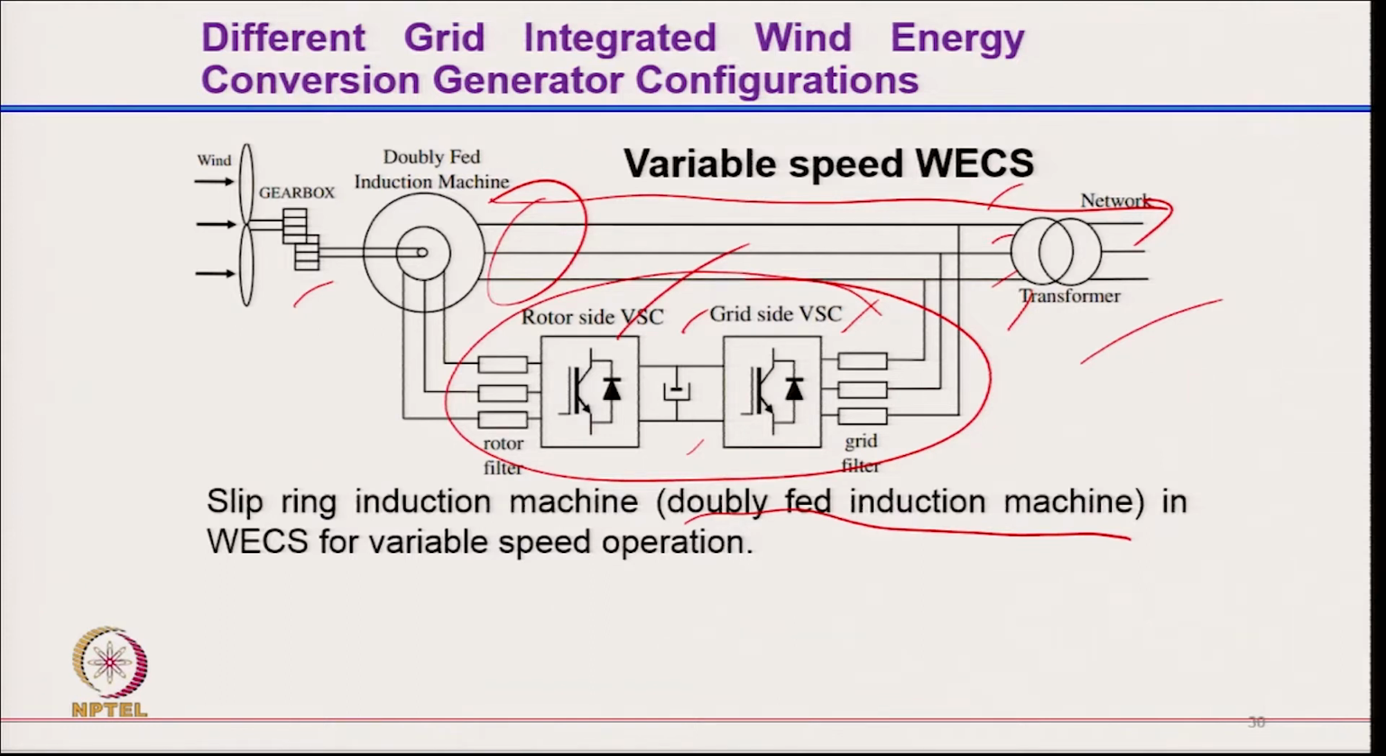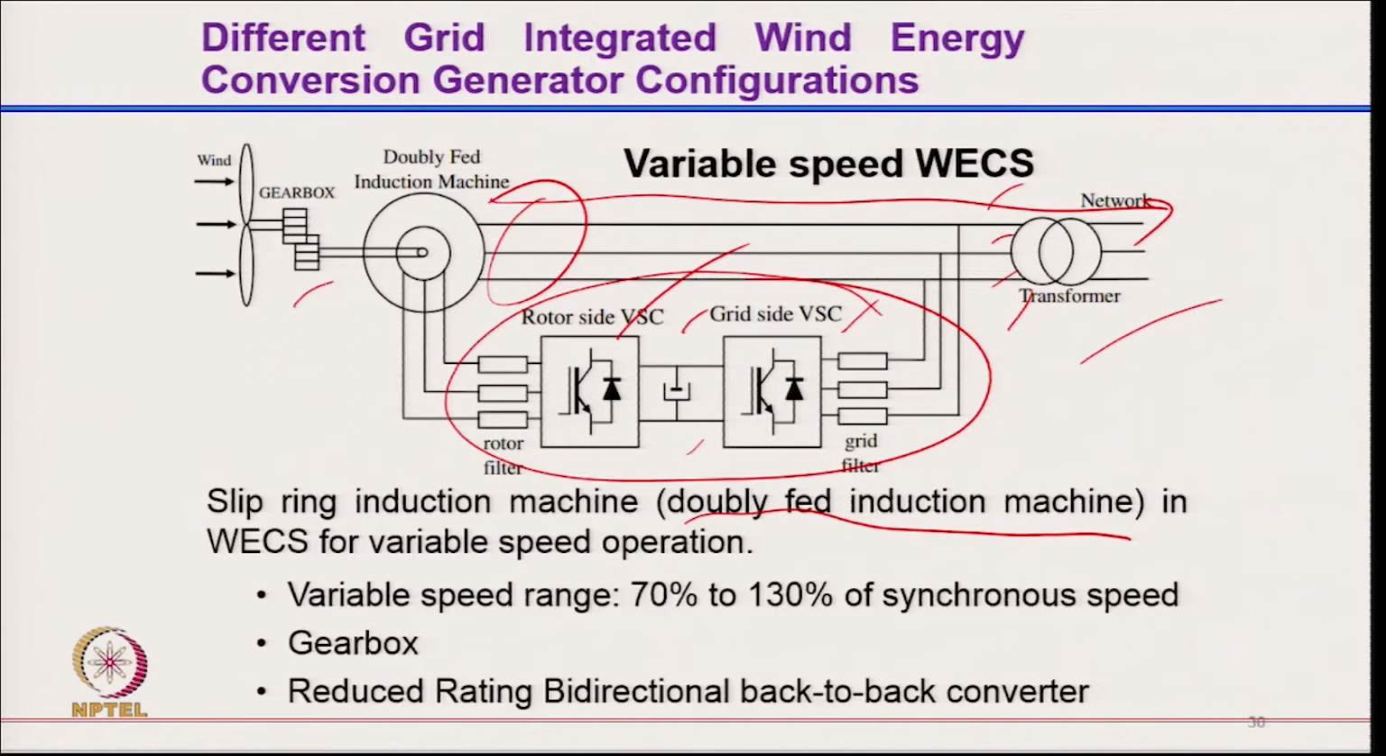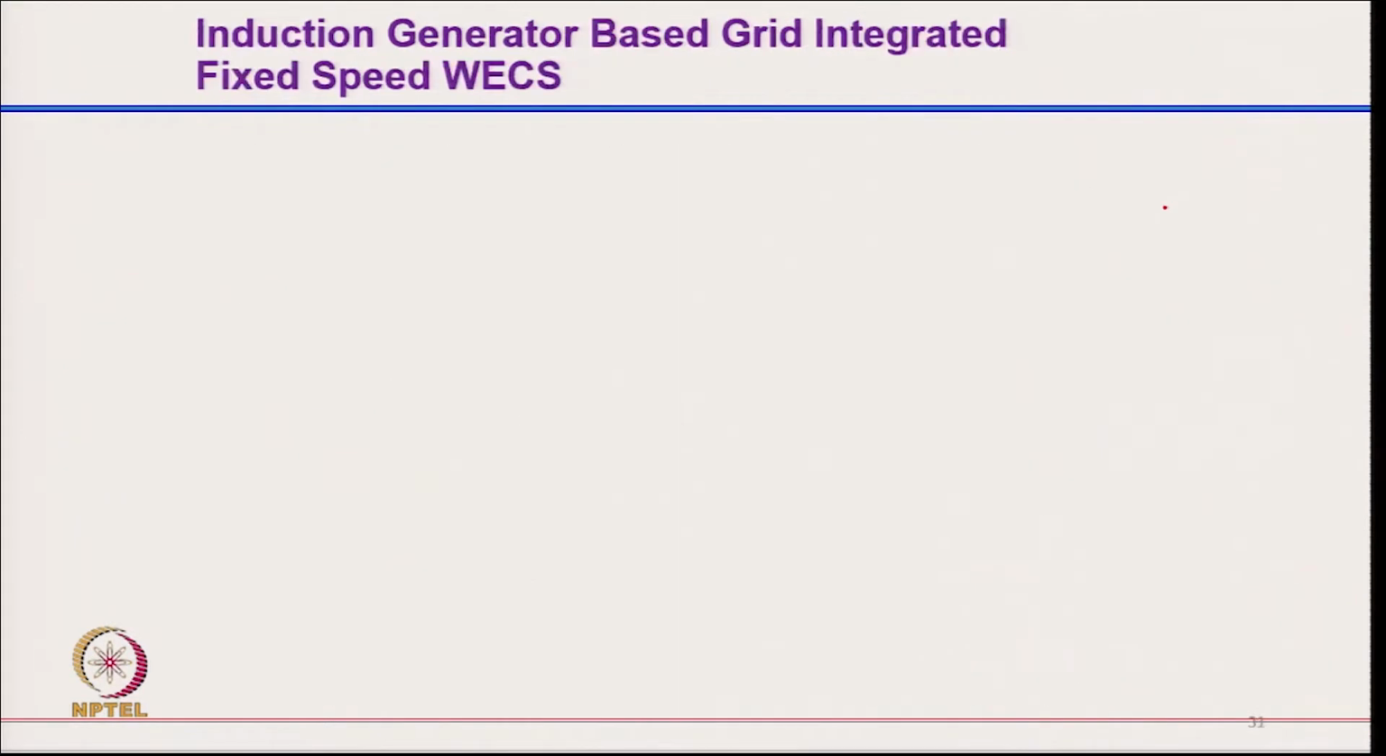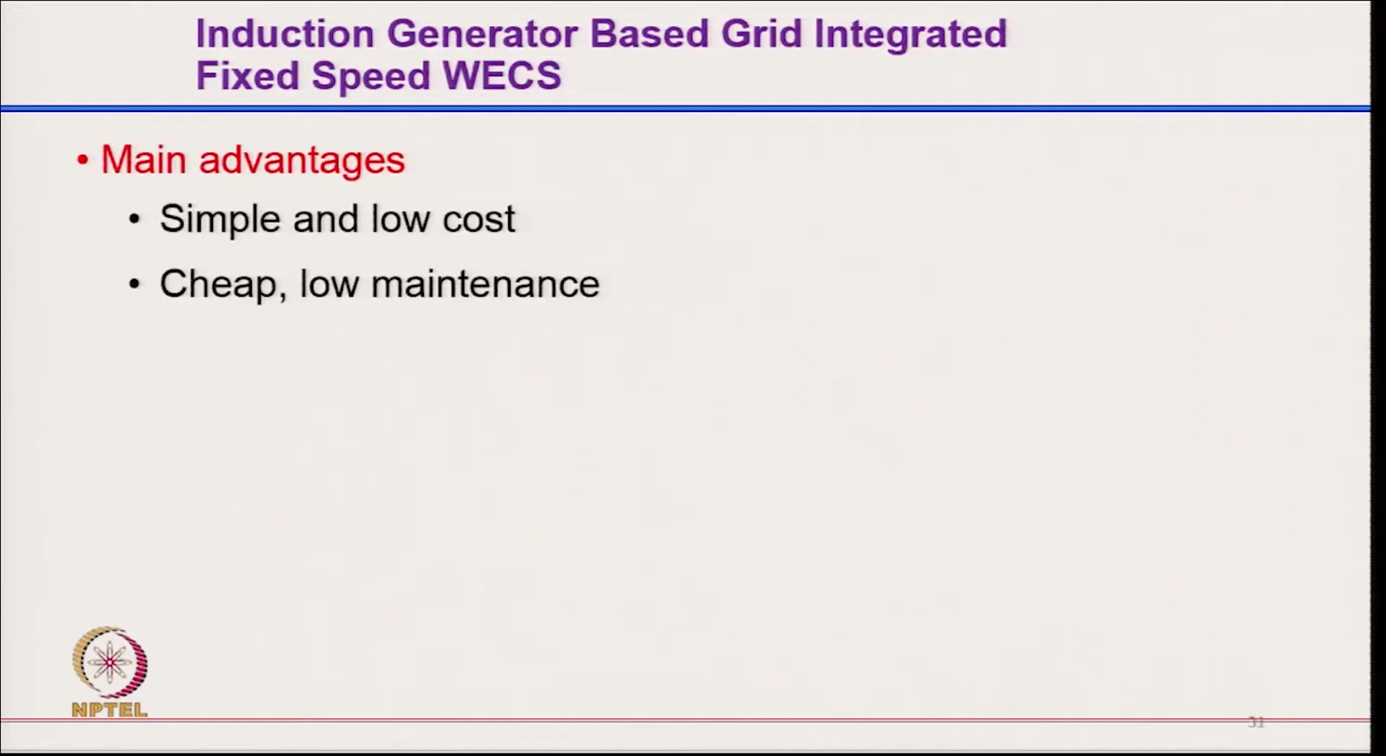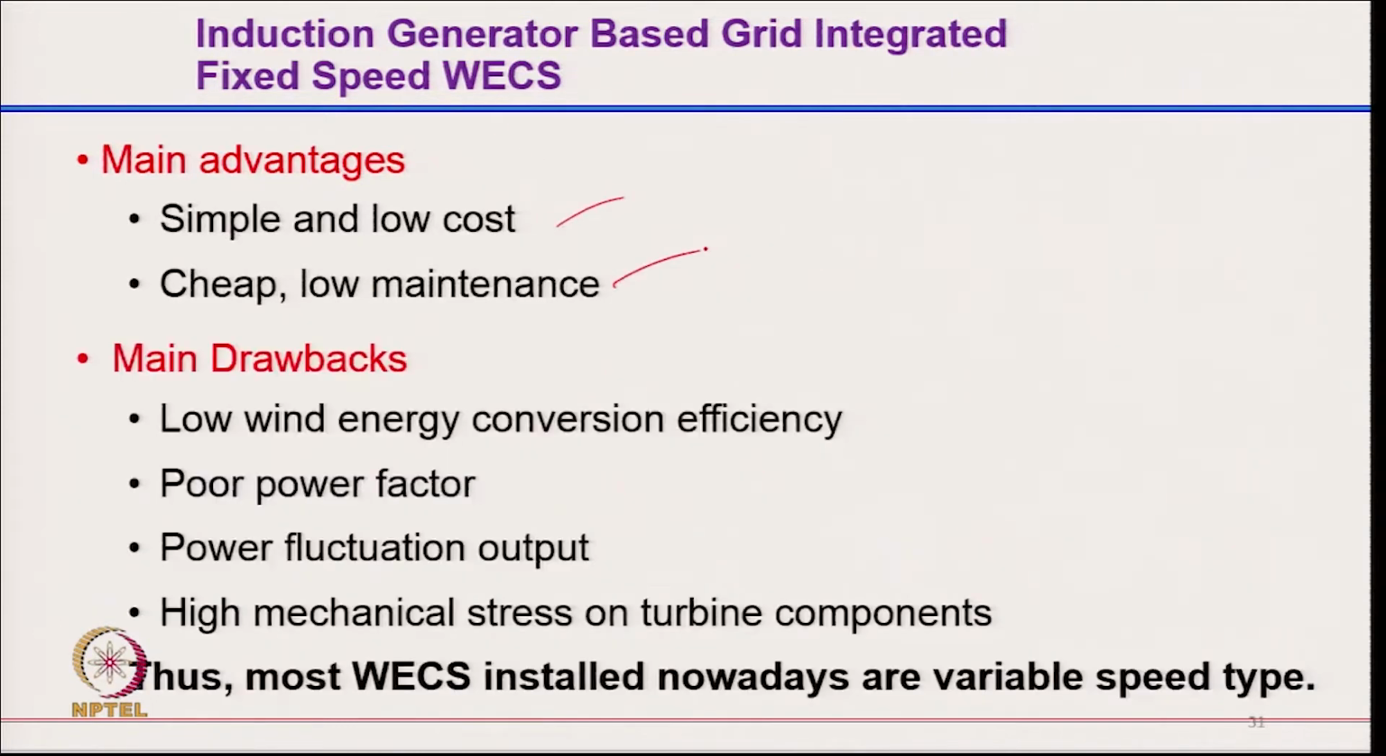So the converter rating is not even 100%, whereas in the other cases you have 200% of power converter, and here a large amount of power is directly connected to the stator. And of course, variable speed from 70 to 130% of synchronous speed, and of course you need the gear and a reduced rating bidirectional back to back converter, or sometimes we even have a transformer here, which also serves the purpose. The main advantages are simple, low cost, cheap and low maintenance, and the major drawbacks are low wind energy conversion efficiency, of course sometimes, power fluctuation and high mechanical stress on the turbine.